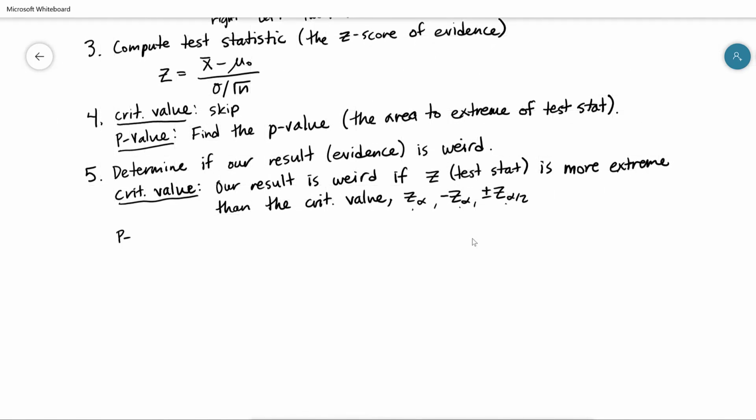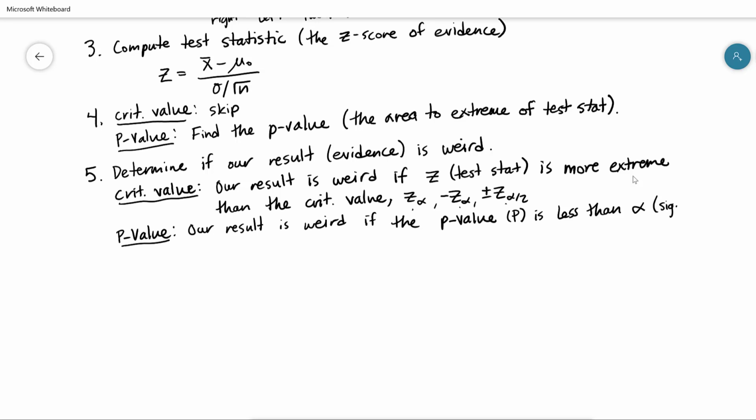And in the p-value method, I'll know if my region's weird. We've already taken into account this idea of extremeness. Our result is weird if the p-value, and I think in the book they use a capital P, possibly, don't really remember, is less than alpha, which is our significance level. So if p is less than alpha, then it's weird.